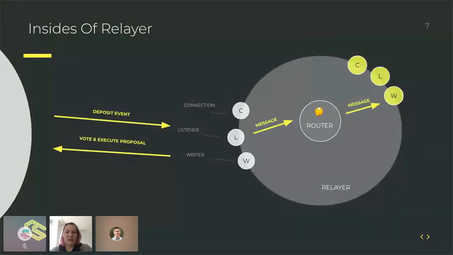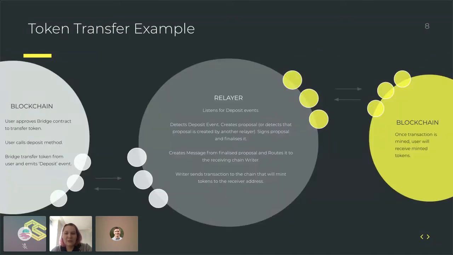The writer module will get the format, process the message data, and submit the transaction into the destination chain in the format of the chain it's been submitted to. And having this, let's take a look at the token transfer, being the most used use case.